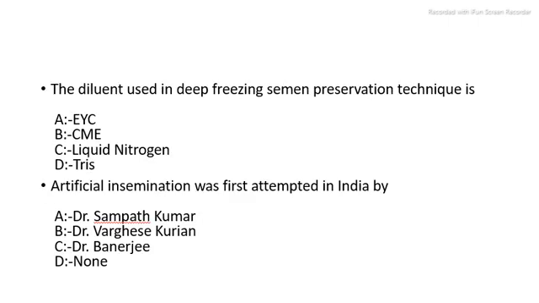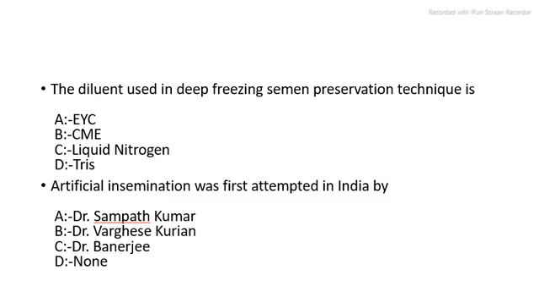Next question, the diluent used in deep freezing semen preservation technique is. So in the deep freezing semen preservation technique, which is the diluent we used to deep freeze the semen? Option A EYC, option B CME, option C liquid nitrogen, option D tris. So the correct answer is option D, that is tris.